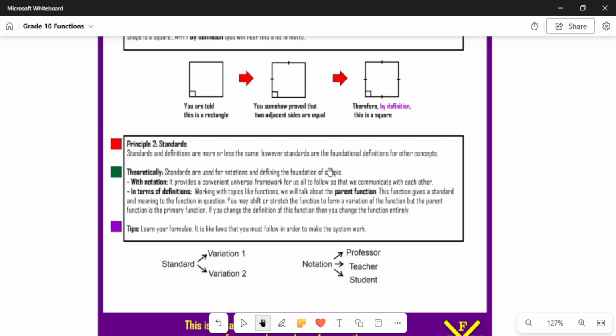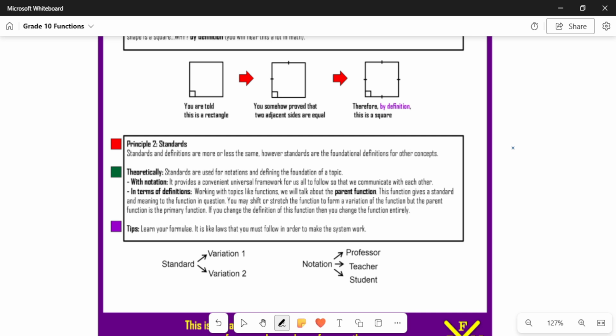So, for example, if you think of it like a building, the standards will be the foundation of the building. And then you'll have other things that stem from the foundation that we give names, and we have to know the names and what they mean. But the foundation is what we need to understand more importantly. So theoretically, and this you need to listen to very carefully, standards are used for notations and for defining the foundation of a topic.